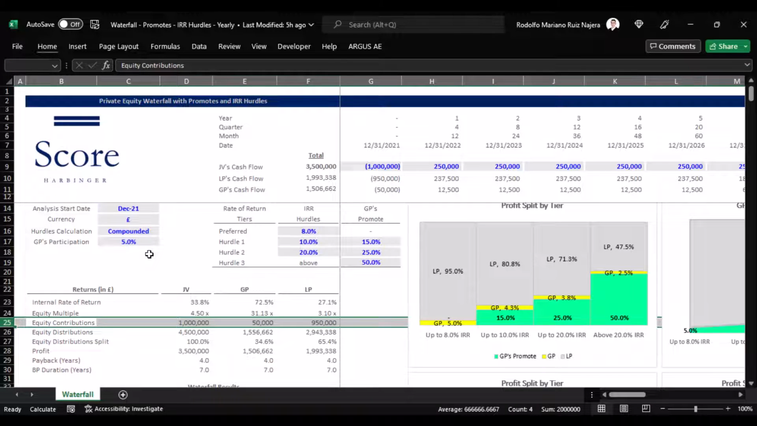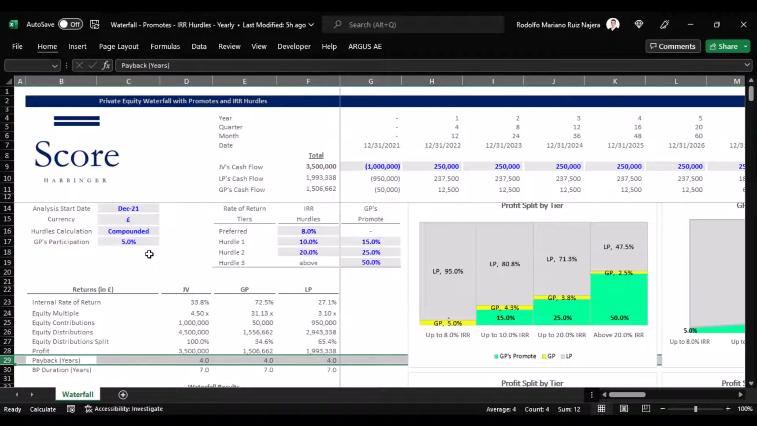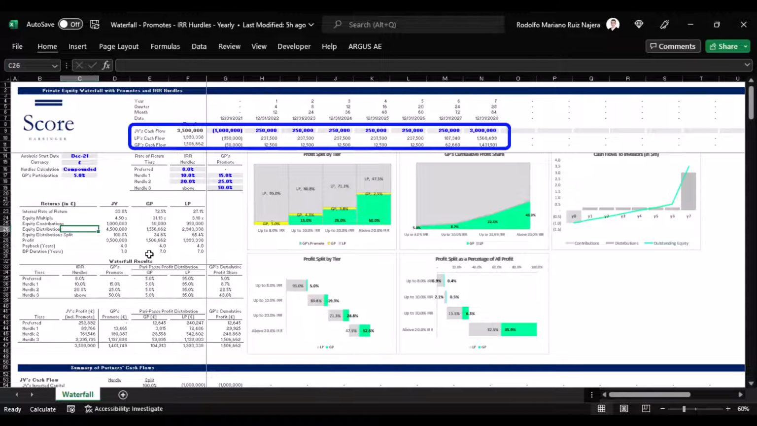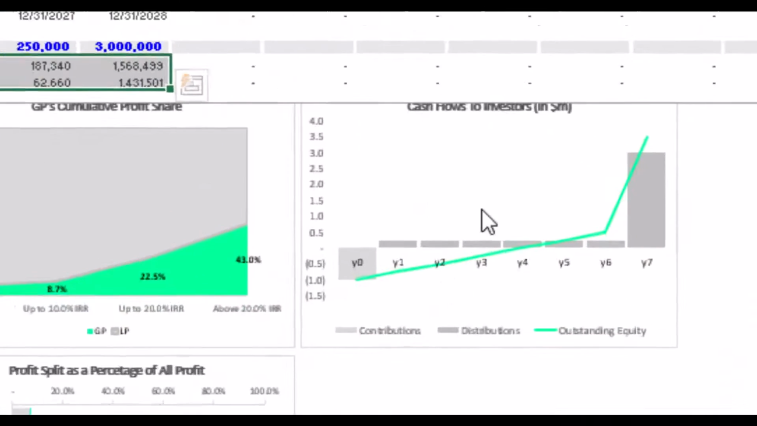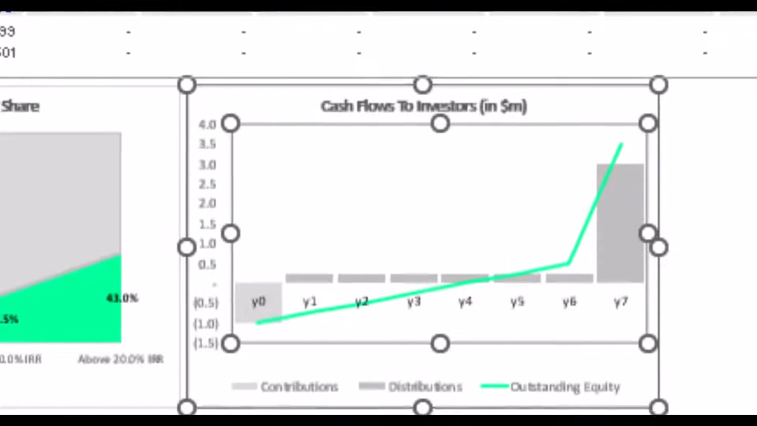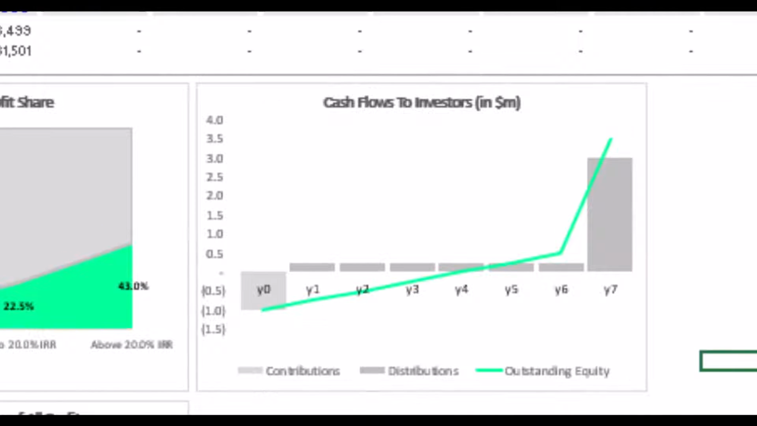How much money do I need to put in? When am I getting my money back? How much money could I make? Additionally, we show over here what the LP-GP cash flow splits are, which tells you how much each party is contributing and collecting and when, as well as this chart illustrating equity contributions, equity distributions, and outstanding equity throughout the holding period.